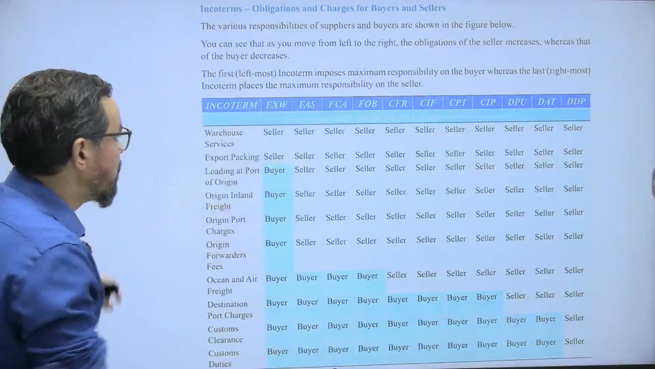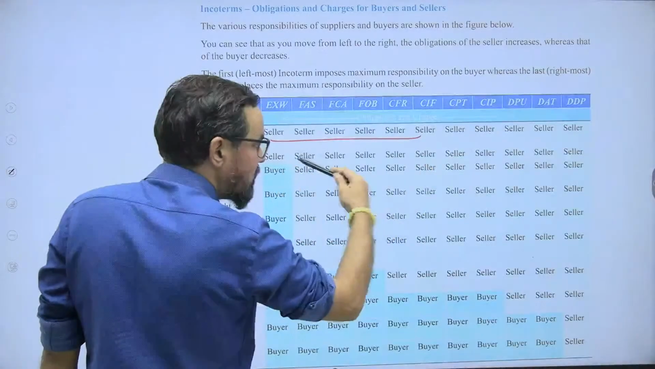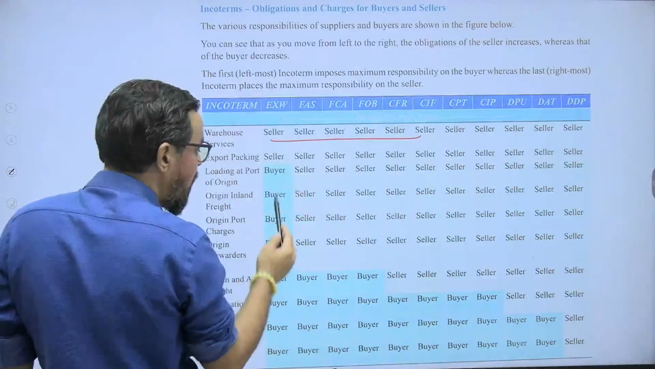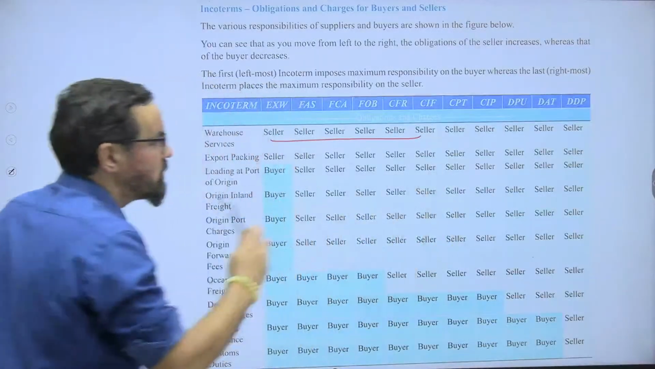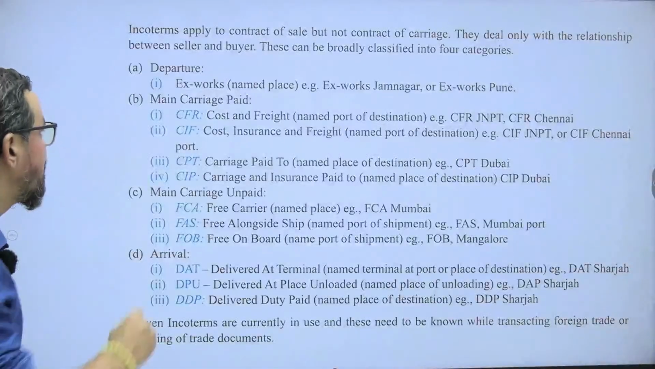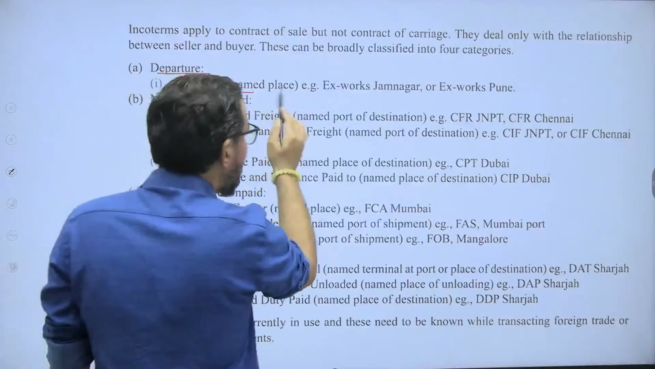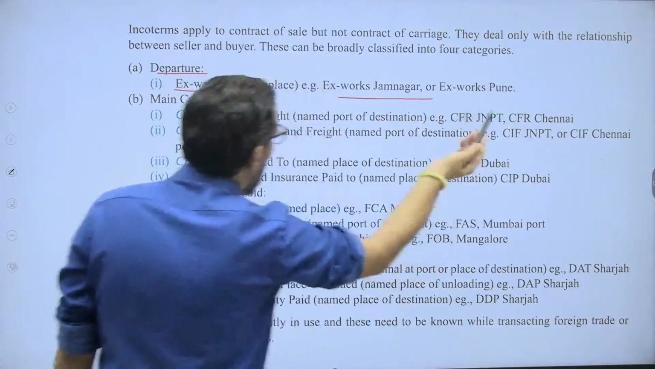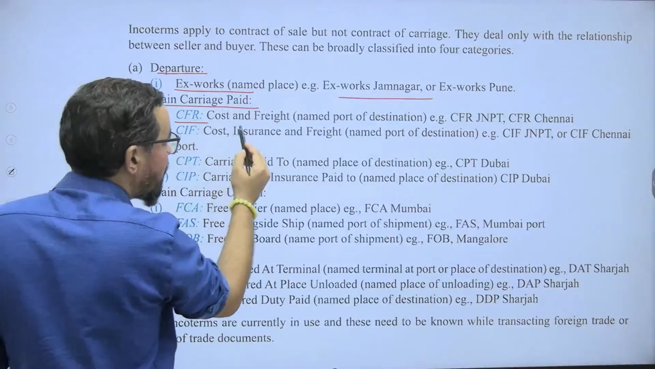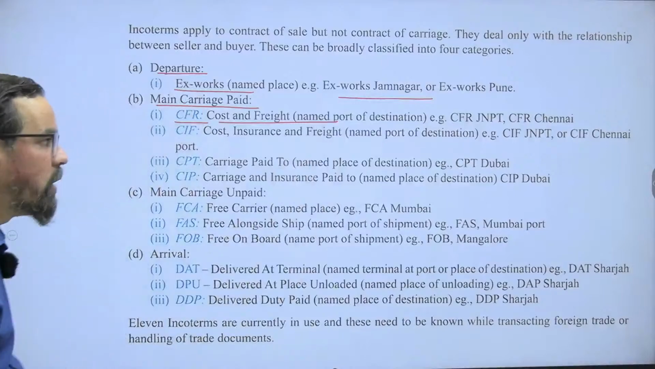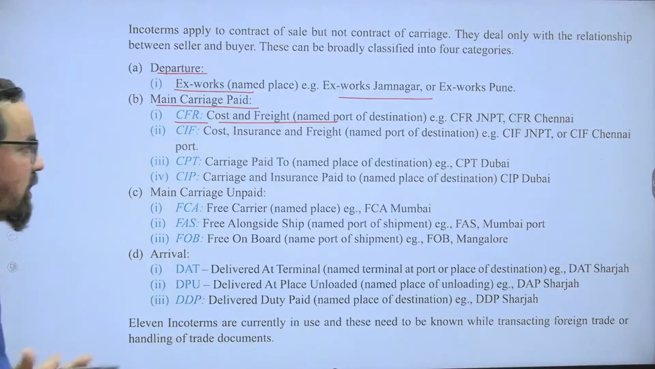I'll show you this. These are the sellers' obligations, like warehouse services and all. In some cases we have the buyers' obligation. So buyers' and sellers' obligations are generally defined under this. Like departure, ex works, with the named place like Jamnagar and Pune and others. Main carriage period, CFR, cost and freight, with the named port, like CFR JNPT and CFR Chennai. These are the names of the ports.